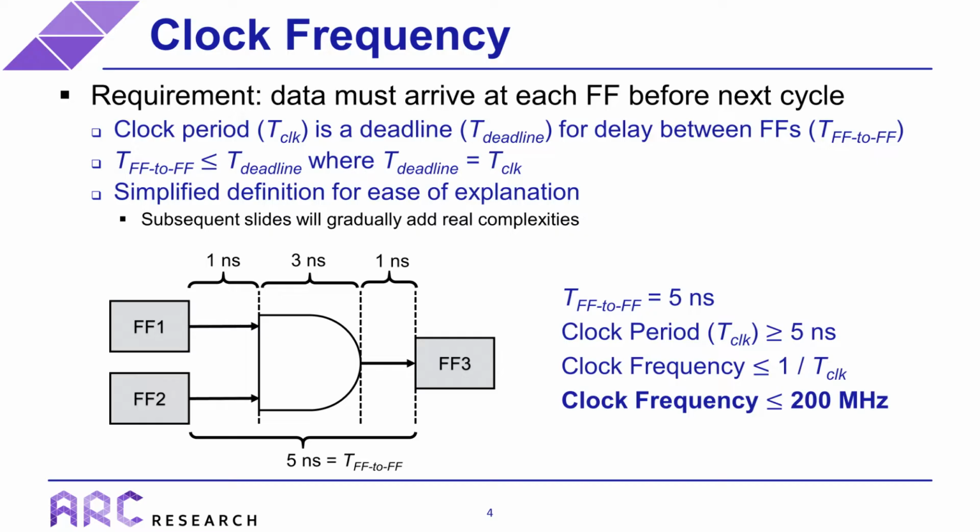All right, let's take a look at a basic example. So here we have 3 flip-flops and an AND gate. Flip-flops 1 and 2 act as a source for this AND gate, and flip-flop 3 is the destination flip-flop. So if the wires between the flip-flops and the gate have a delay of 1 nanosecond, and the gate has a delay of 3 nanoseconds, then we know that the delay between the flip-flops is 5 nanoseconds. This means that the clock period has to be greater than or equal to 5 nanoseconds, which means that the clock frequency must be less than or equal to 200 megahertz.